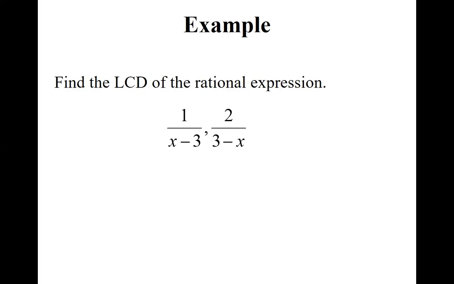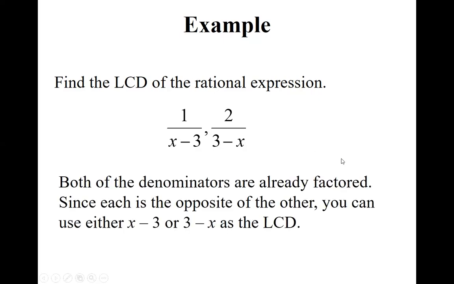But the reason I point all that out is that x minus 3 is kind of hiding in 3 minus x. And 3 minus x is kind of already hiding in x minus 3. So since each is the opposite of the other, and the other is hiding in each other, sort of, we can use either one as the LCD.